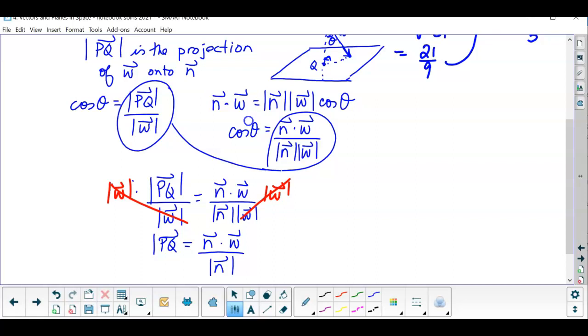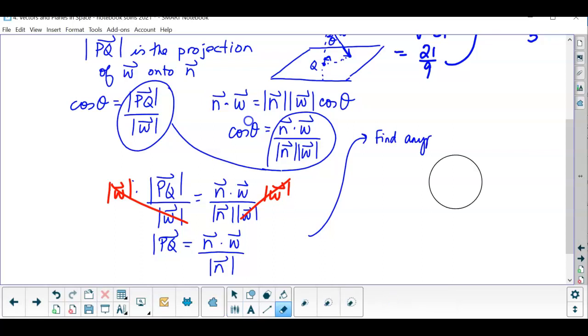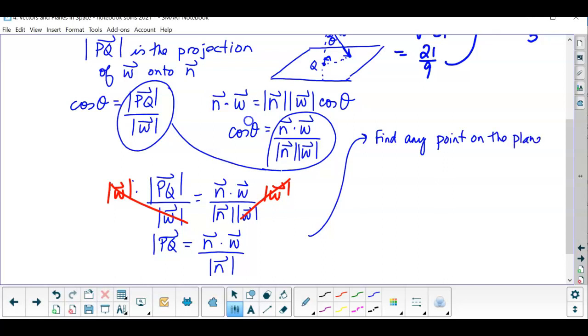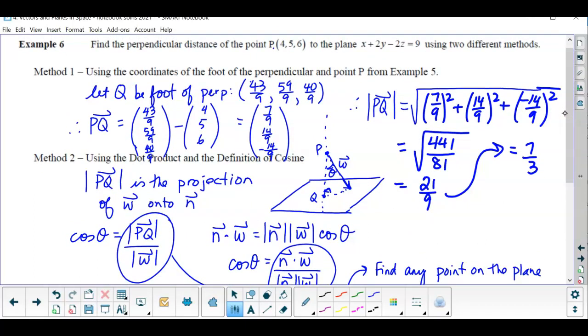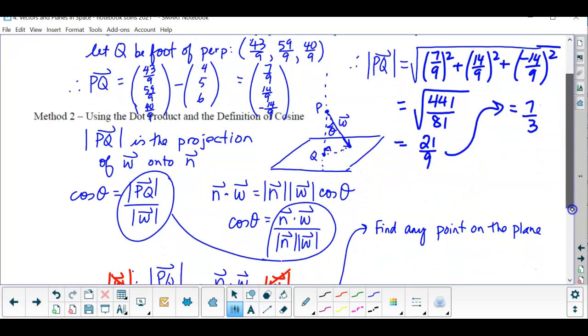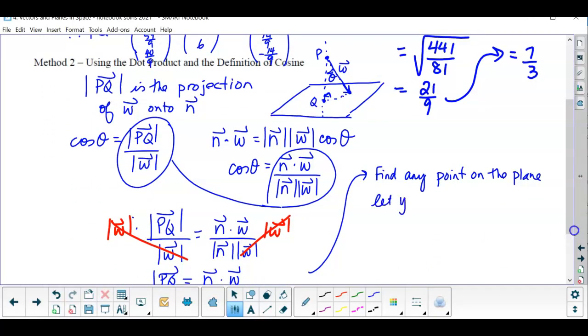So this is sort of the theoretical part of it, but now we're actually going to do it. So find any point, and choose nice numbers. Please try not to get too many fractions. The zeros are good. There's the equation of the plane. So how about zeros for y and z? X is 9, rather than fractions. So let y equals 0, z equals 0, therefore x equals 9.